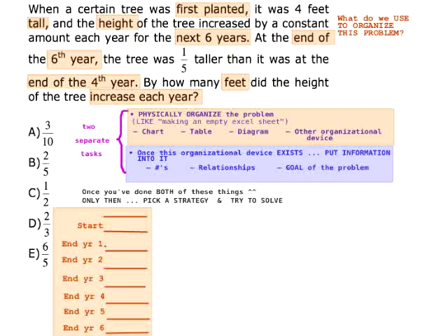Now we do the blue step. So now you go back to the problem, and now you're paying attention to everything you did not pay attention to the first time. So it was 4 foot tall. So that's 4 in the start row. What does constant amount each year mean?